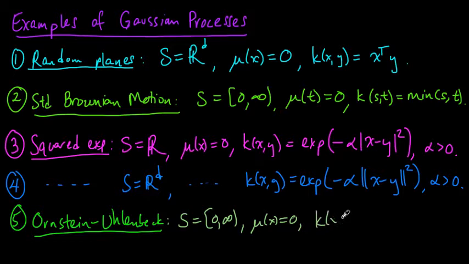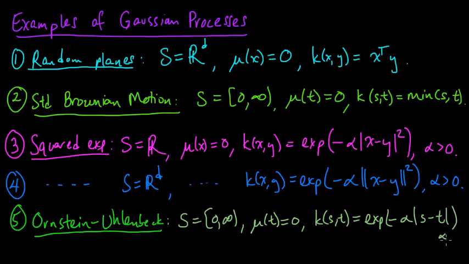And actually, let me use t. Usually it's thought of as over time. I'm using t when it's time, and x and y when it's space. The covariance function is very similar to this one. Let me put exp of minus alpha times the absolute value of s minus t, but no square. And again, alpha is some positive number.